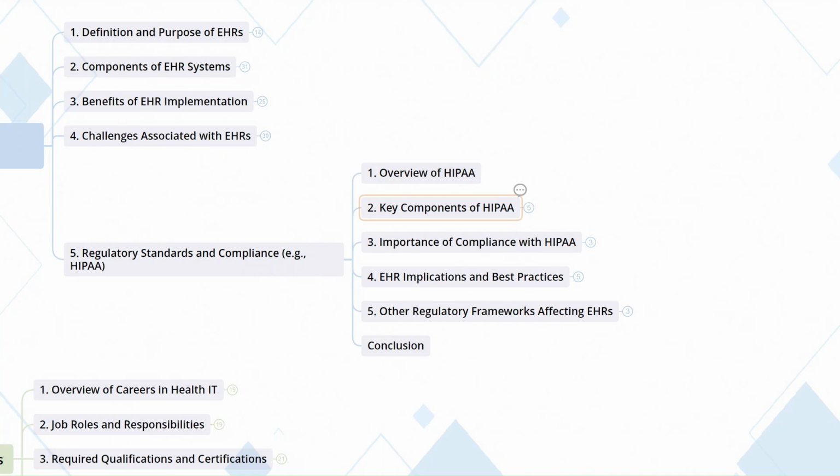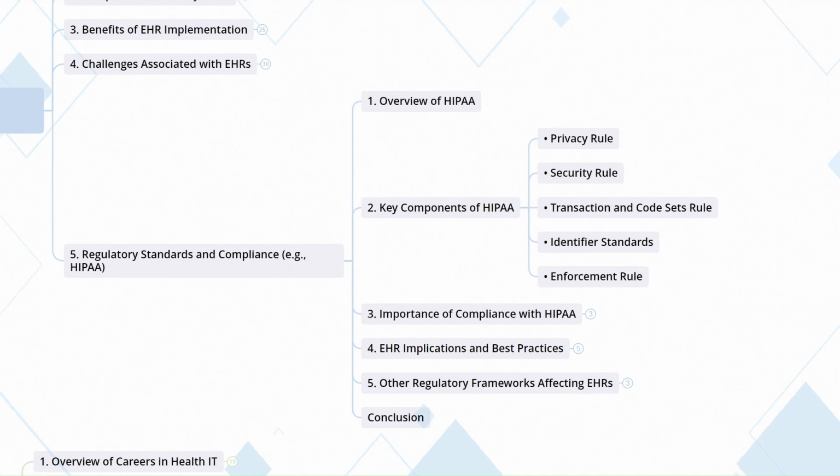Key components of HIPAA. HIPAA consists of several key provisions, including privacy rule, security rule, transaction and code set rules, identifier standards, and enforcement rule. Next, we'll review privacy rule.